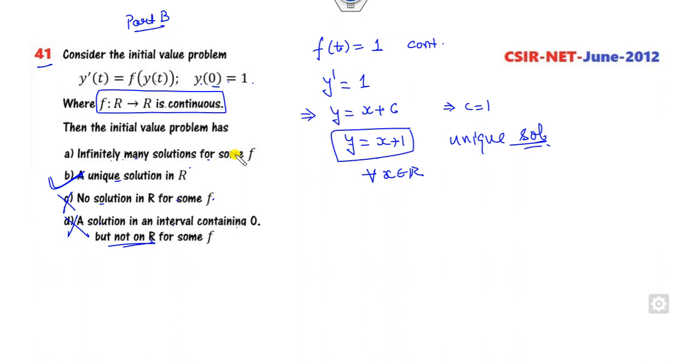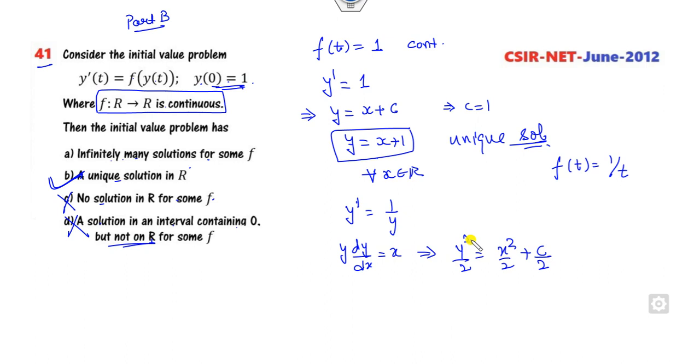So what will happen if I consider any of the function, say here? This is 1 over y, so I can write this as dy over dx is equal to x. Again, y square over 2 is x square over 2 plus say c over 2. By using the initial condition, c will be 1. Clearly, y will always be a real number, because x square plus 1 can never be 0, so it can never give an infinite solution. So the right answer is b, because this is a continuous function.